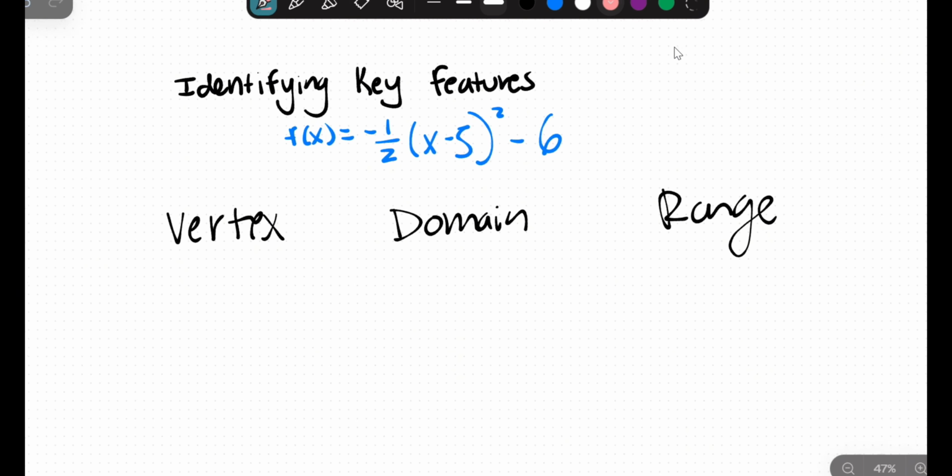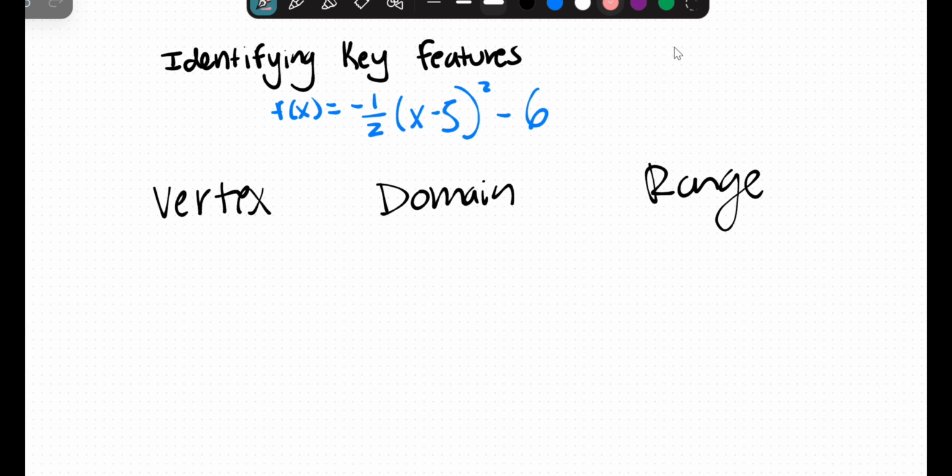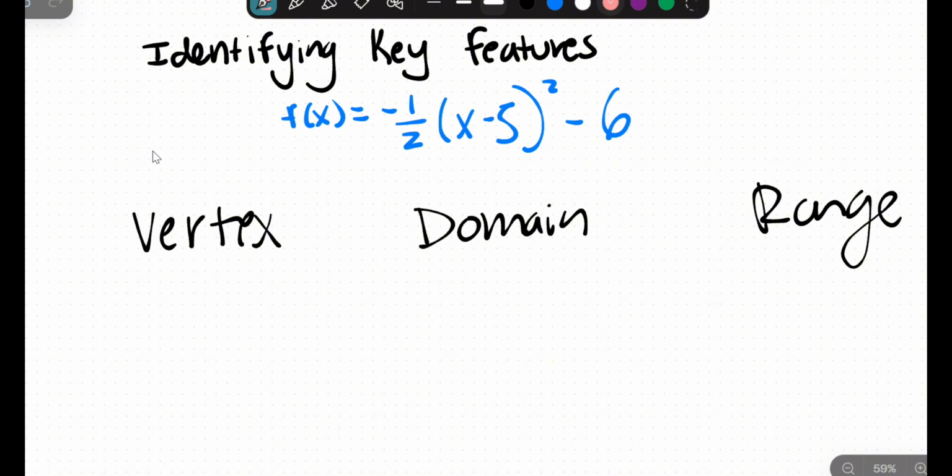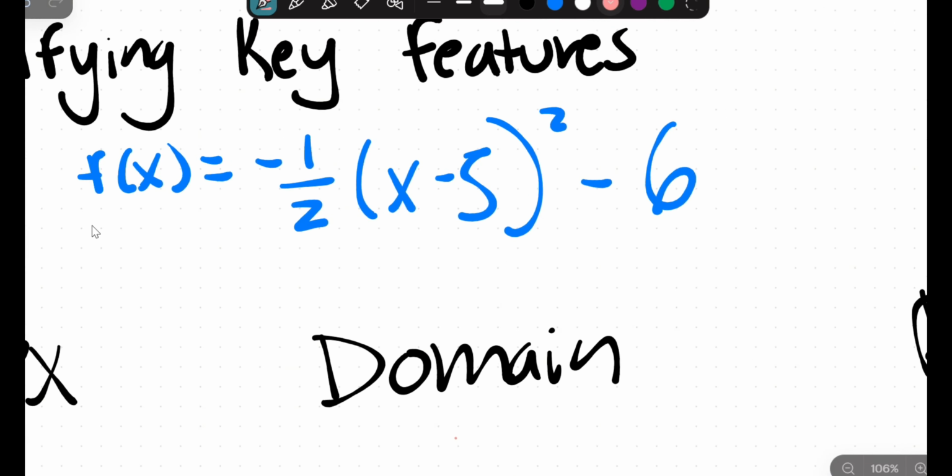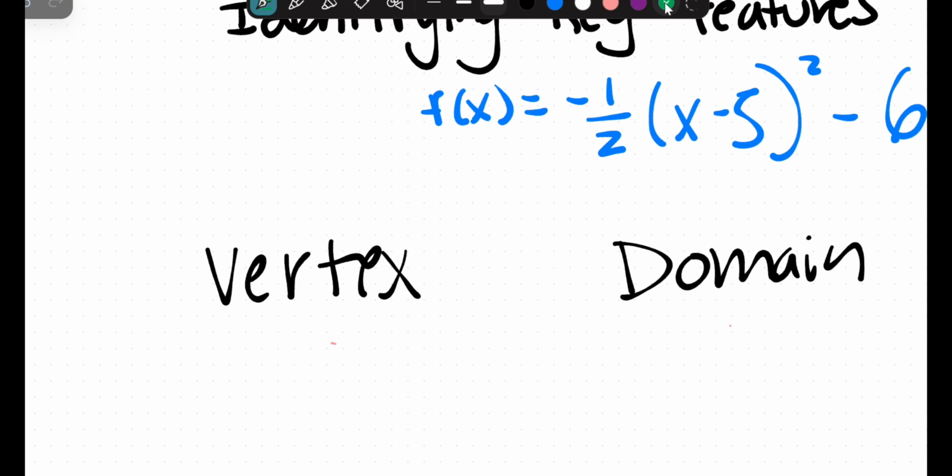Now, on to our last section, which is identifying key features of functions. So, here we have a quadratic function, and we are asked to find the vertex, the domain, and the range. So the way we're going to do that is first, this is actually in vertex form, so that makes it a lot easier. Our vertex is going to be 5, negative 6.